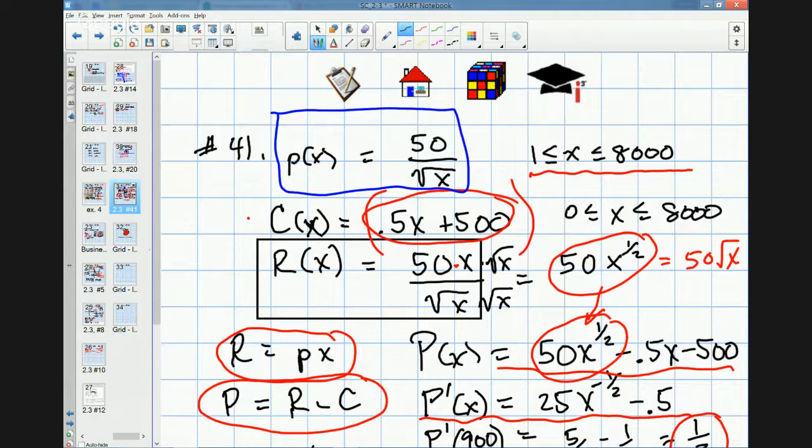Okay. They also give us a cost equation. They say it's 0.5x plus 500. That's this one. Again, that one's limited. Anyway, we don't have to talk too much about that. But did you notice? They never did give us the revenue equation.